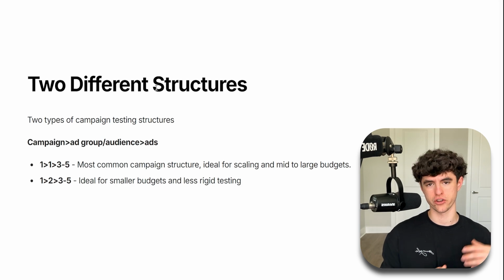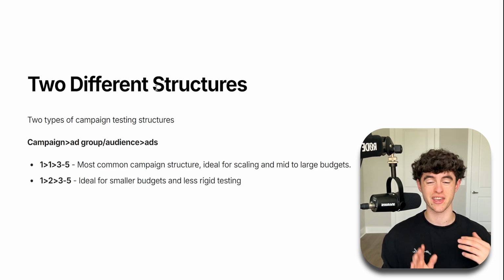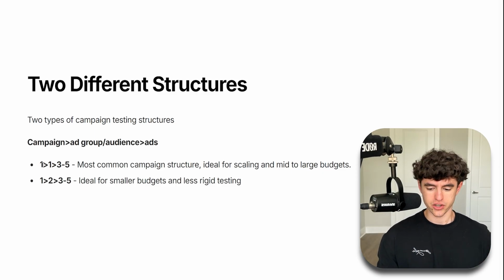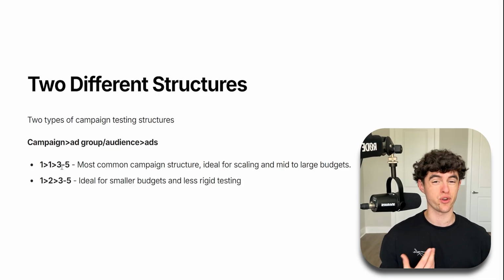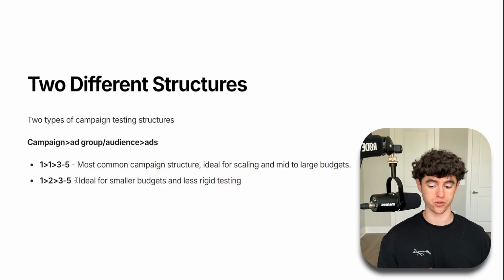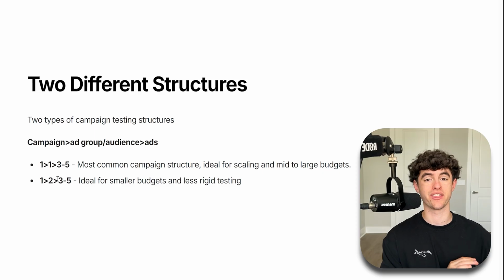So right before we go over the targeting, I just want to break down the two different types of campaign testing structures that work effectively for YouTube in real estate specifically. So as you can see here, this is going to be the campaign, then the ad group, and then we have the audience, the actual ads itself. So there's the 1-1, 3-5 structure, which is basically the most common structure, and it's ideal for scaling from mid to large budgets. Basically, you have one campaign, one ad group, and then 3 to 5 ads in that ad group. And then you have also the 1, 2, 3 to 5 structure as well, which is ideal for smaller budgets and has less rigid testing, which basically is just one campaign, 2 different ad groups, and then 3 to 5 ads within those different ad groups.